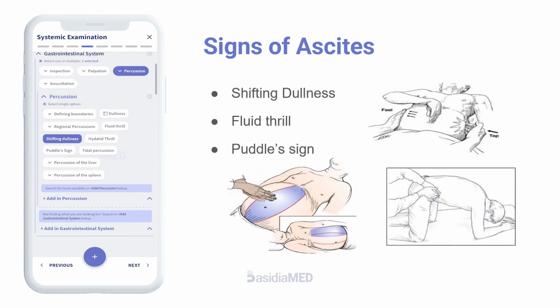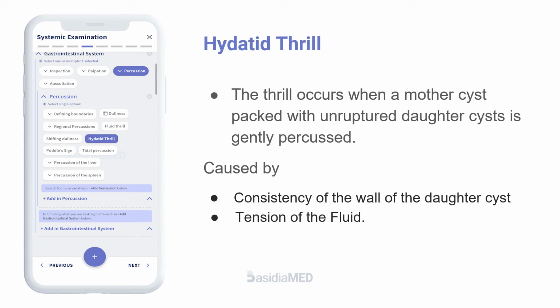Test for shifting dullness, which is a way to confirm that the dullness is caused by ascites. Other tests for ascites are fluid thrill and puddle sign, which are explained in the earlier videos. The Hydatid Thrill is a rare but pathognomonic sign of Hydatid disease.